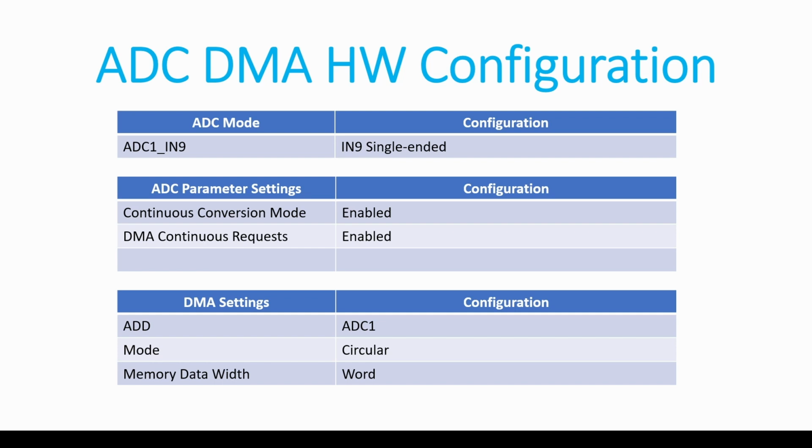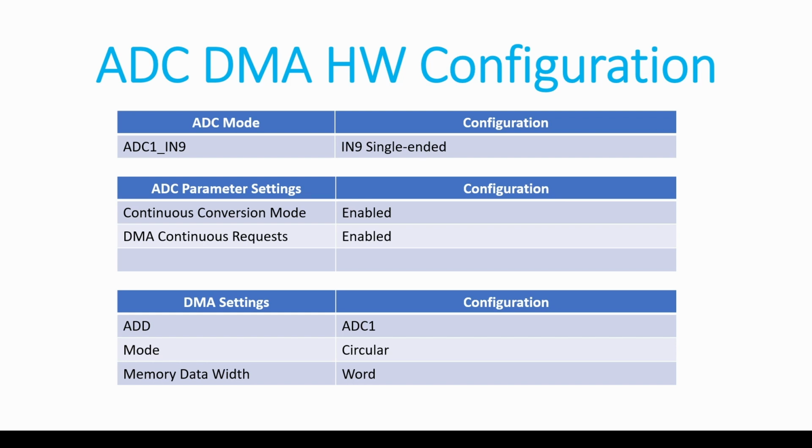To run the ADC in the DMA configuration, a few extra parameters must be set within the IOC file. Like before, the ADC, ADC1 IN9, must be activated and set to single-ended. Next, within the ADC parameter settings, continuous conversion mode and DMA continuous requests must be enabled. These two lines instruct the ADC to continuously run after it starts and allow the DMA controller to continuously stream the data to memory. Lastly, ADC1 must be added to DMA.